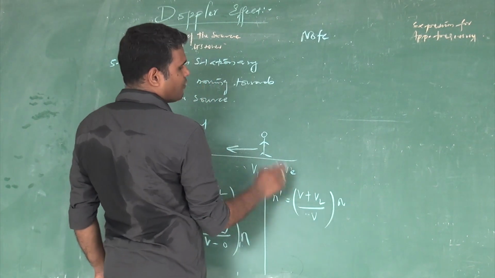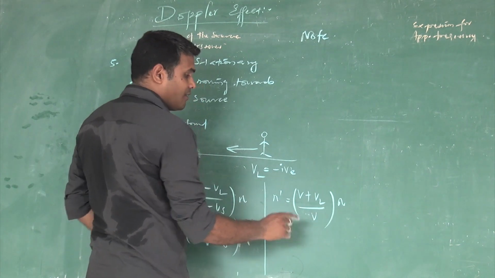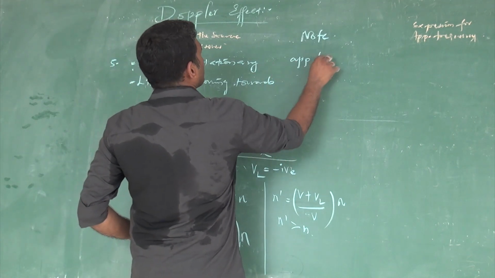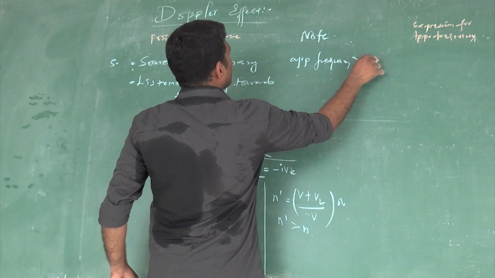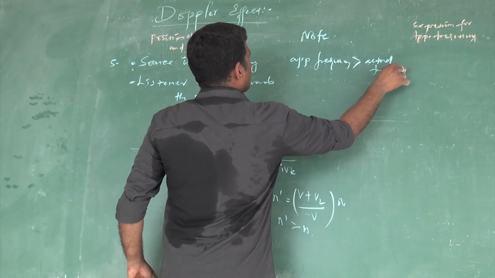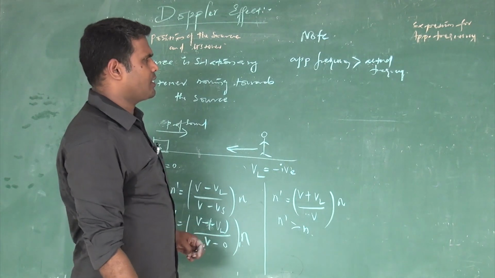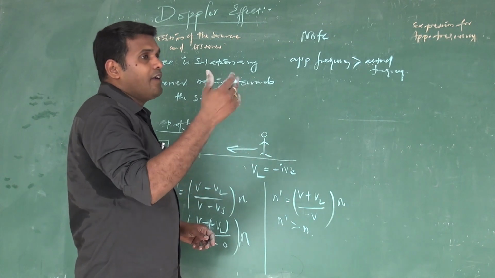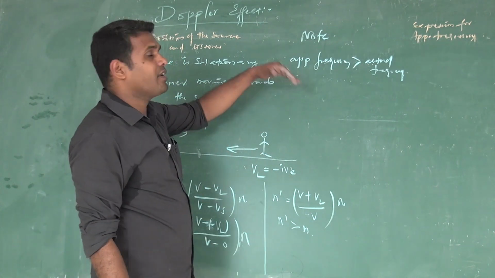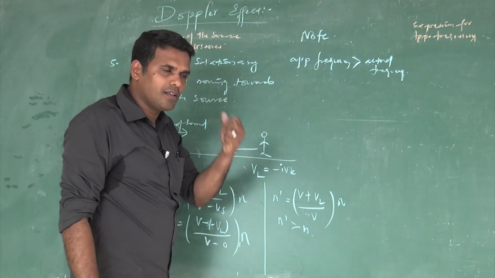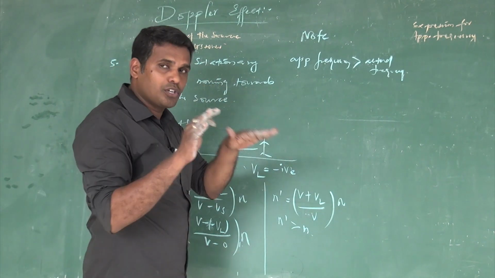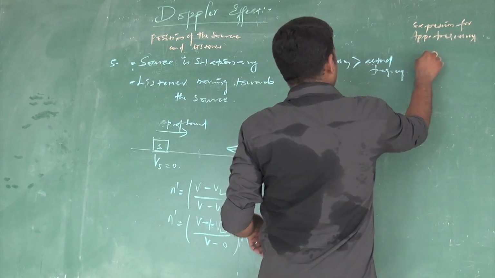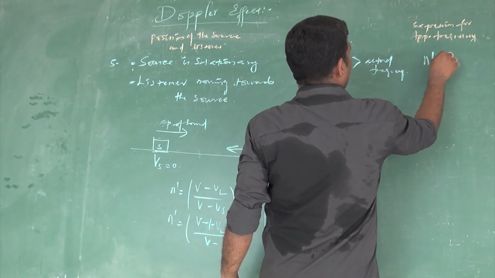As the numerator is the sum of two velocities and the denominator is the velocity of the sound alone, N prime will be greater than n. So I can say here the apparent frequency is greater than the actual frequency. What does it mean? As the listener moves towards the stationary sounding source, he will be receiving higher frequencies as he is approaching the source. So the frequency of the sound heard by the listener goes on increasing when compared to the original frequency of the sounding source.